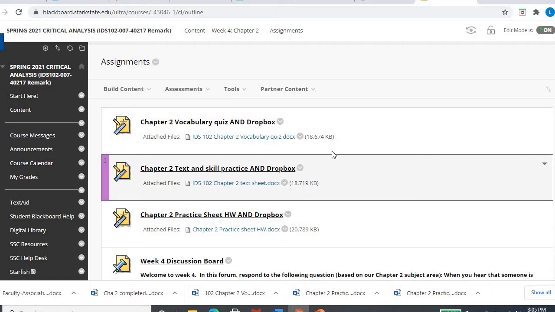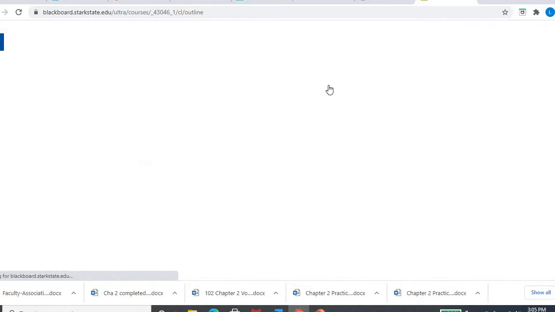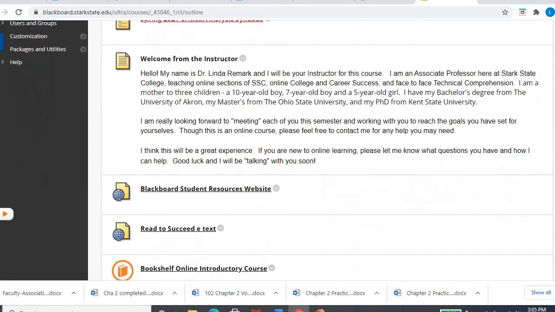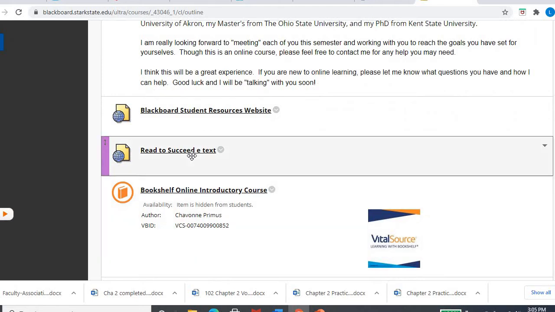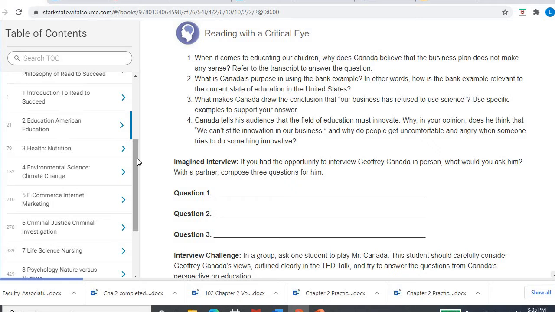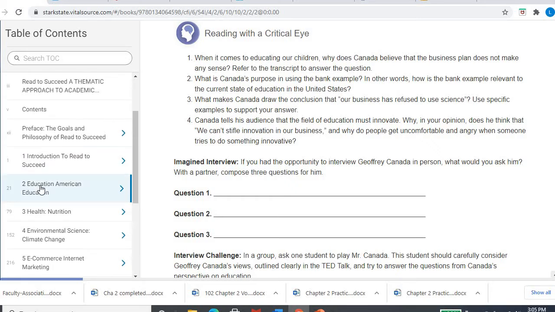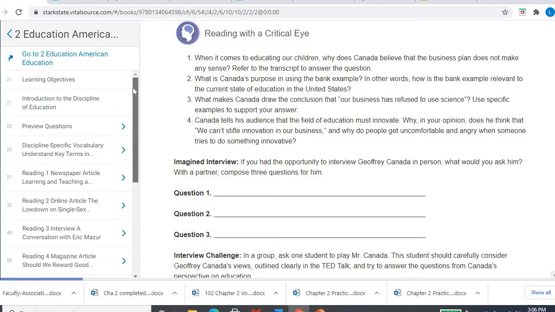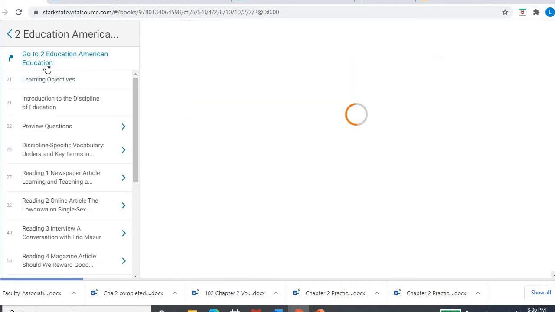All right. As a reminder, your textbook is under the Start Here link. We'll scroll down a little bit, and there it is, Read to Succeed eText. Mine is up back here, and we are going to be, as I said a couple times now, in chapter 2. I'll go back up to the beginning of it.